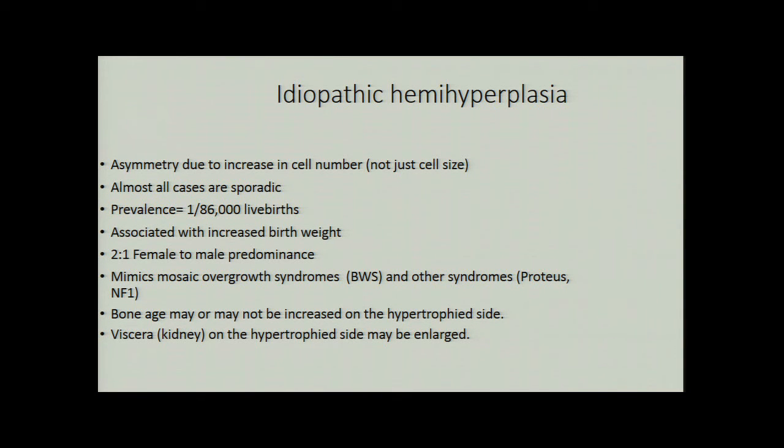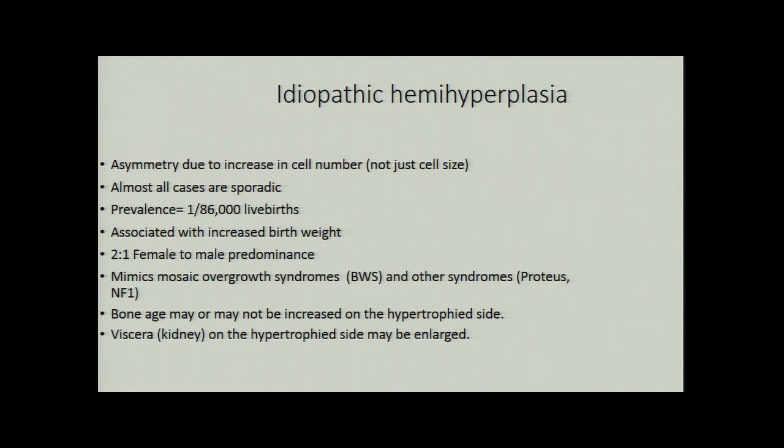It's relatively common. It's 1 in 86,000 children. And it's associated with increased birth weight many times. It's more common in females than males. And it tends to mimic mosaic overgrowth syndromes like Beckwith-Wiedemann, where one part of the body grows faster than the other. Sometimes when you look at the bone age, it could be advanced, and that's one early assessment that you can determine in these children.